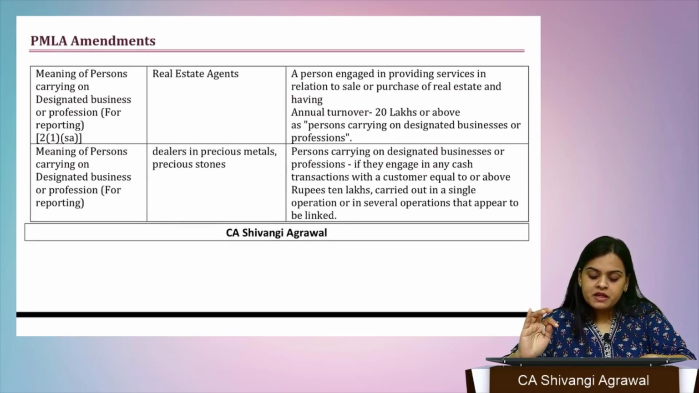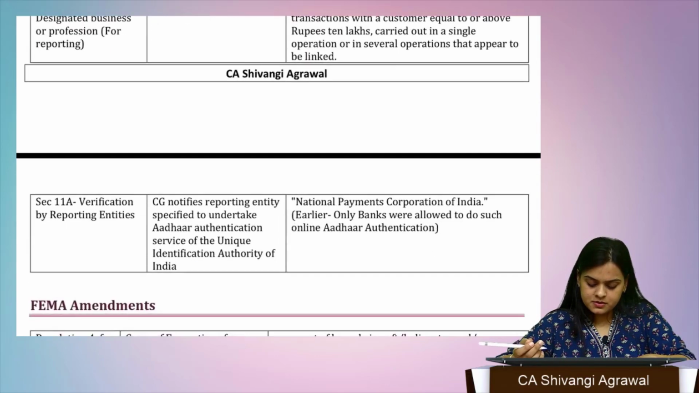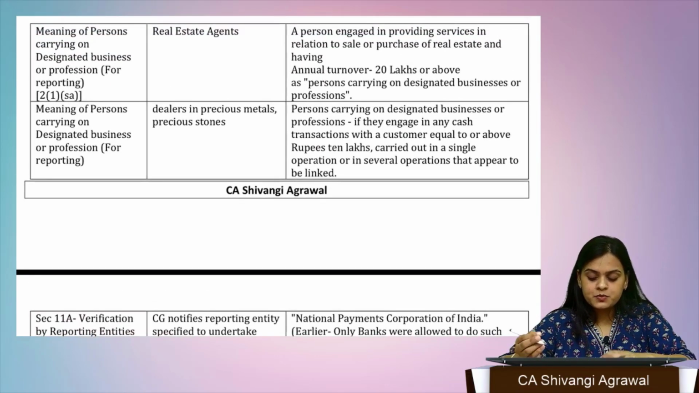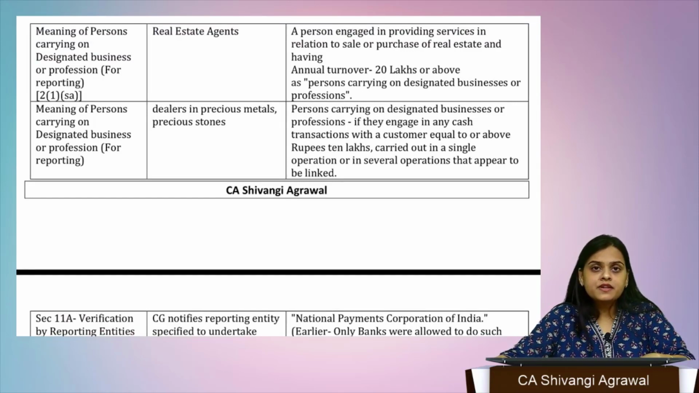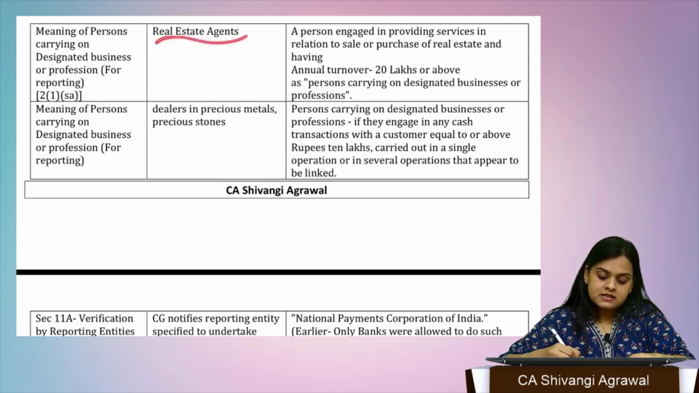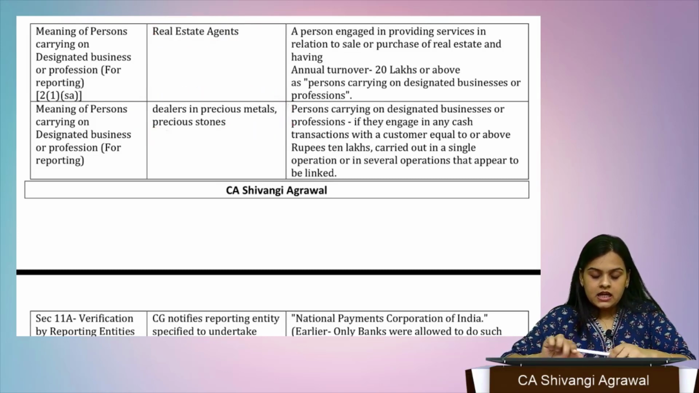Now we switch to PMLA, that is Prevention of Money Laundering Act. We have quite 2-3 amendments in this particular chapter also. The basic ones talk about the notification. See, government has notified two categories of people. What are the two categories of people? One is the real estate agent and the other is dealer in precious metals and precious stones.